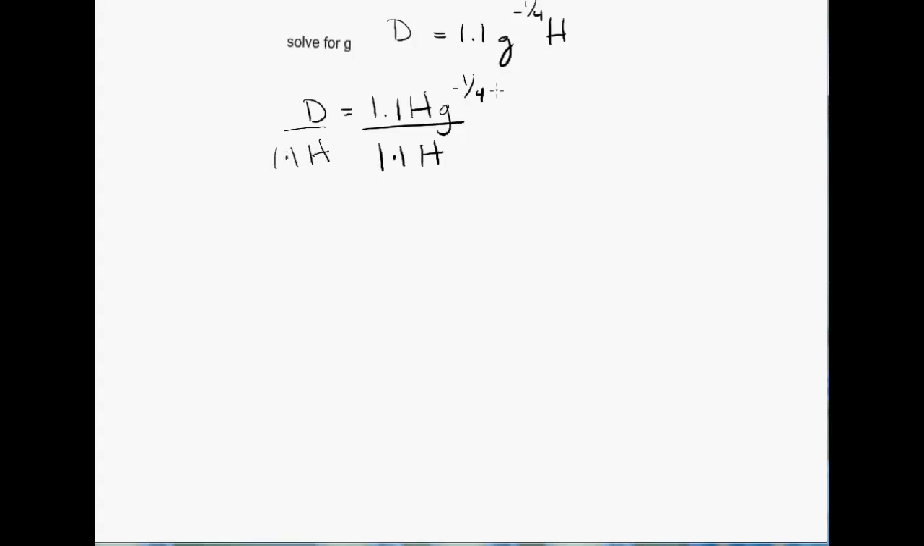Okay, because remember, we're trying to isolate the G. We're trying to get it all by itself. So these are going to go away, and we're left with G to the minus 1/4 power. Now, in order to get rid of our negative exponent, we're just going to raise all of the parts of both sides to the minus 4th power. So let's go ahead and do that.